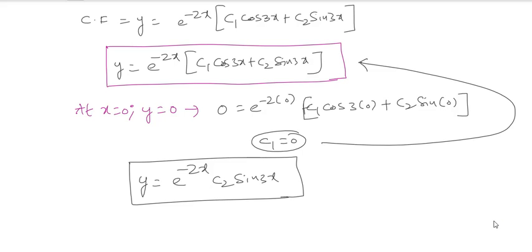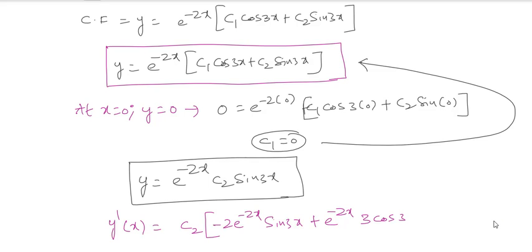Next, one more case: they are asking for y'. So y'(x) using the UV rule, where c2 is your constant. You will have c2 [−2 e^(−2x) sin 3x + e^(−2x) · 3 cos 3x].